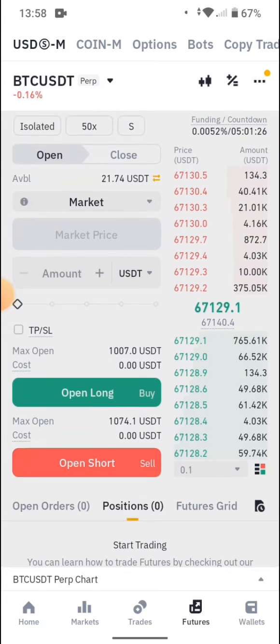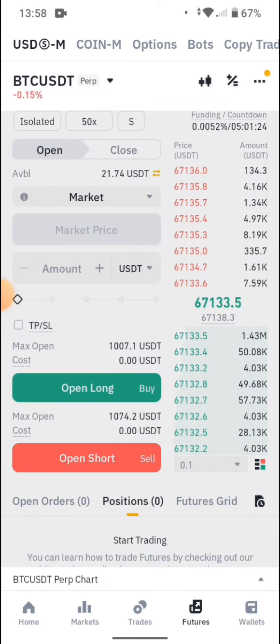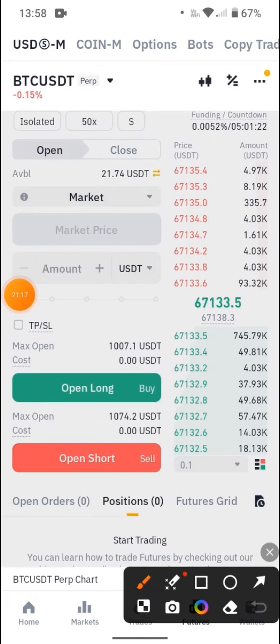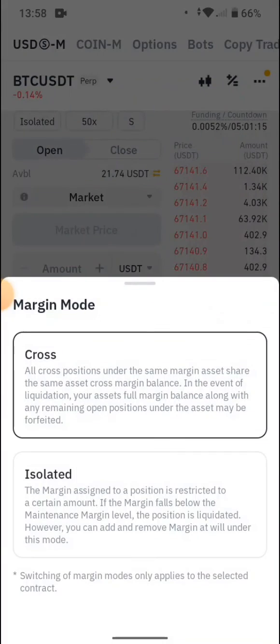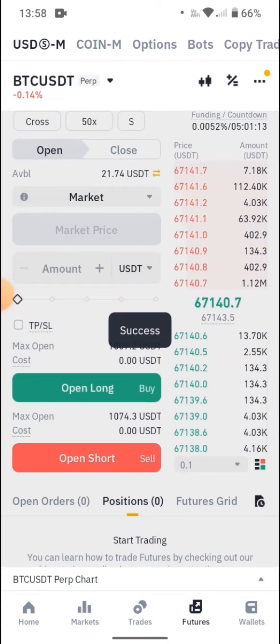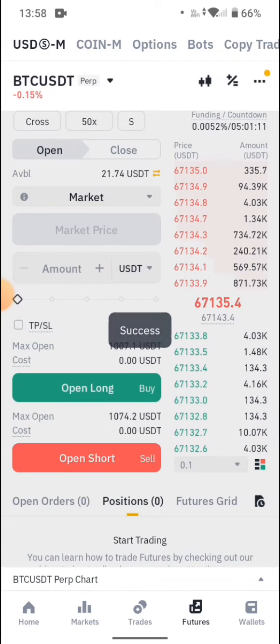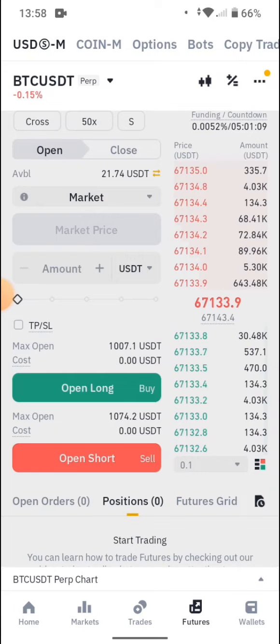So now the next thing I want to do is use cross margin so you guys can see what I'm talking about. When you select this, you select cross. Okay, so now let's use cross. Now we are using cross. We are going to go again for Bitcoin, or let's use another asset.